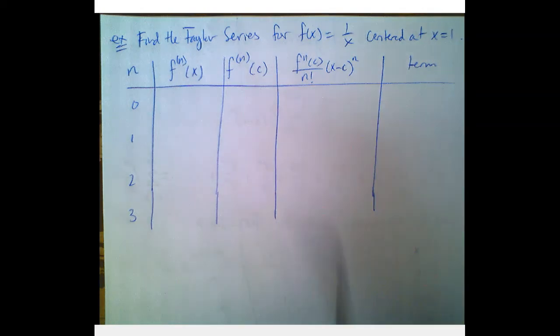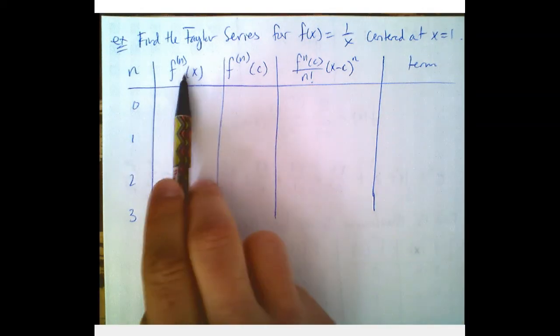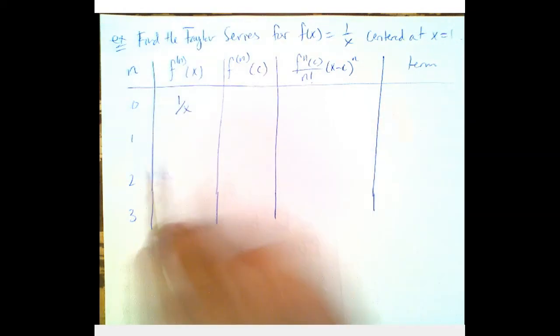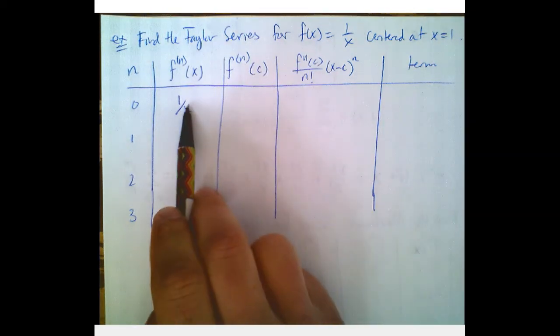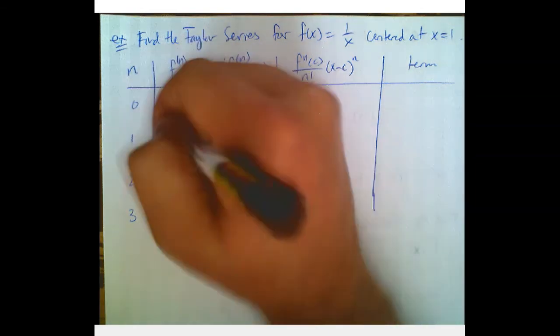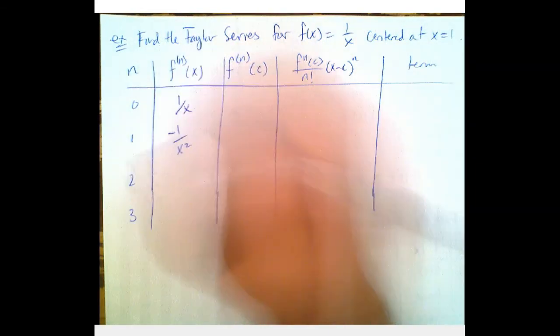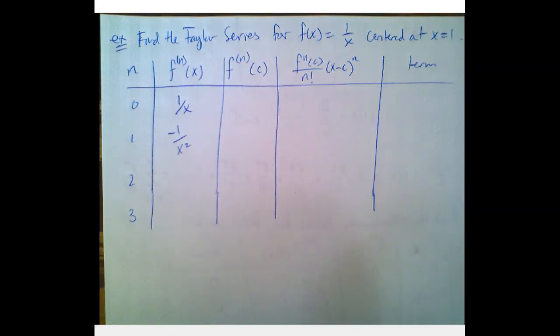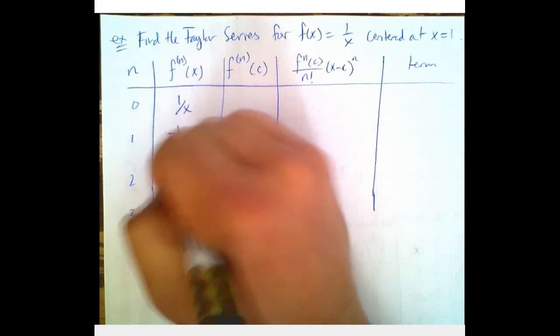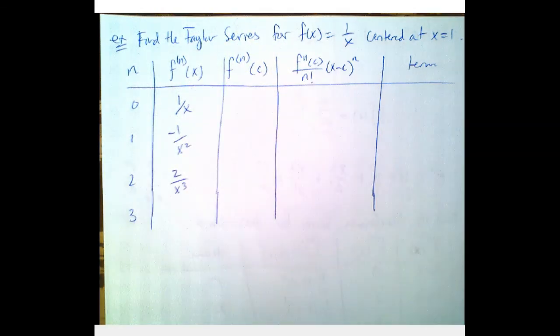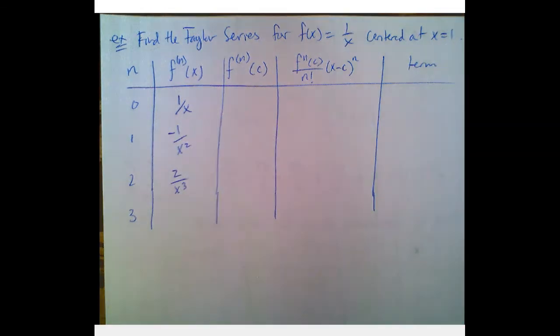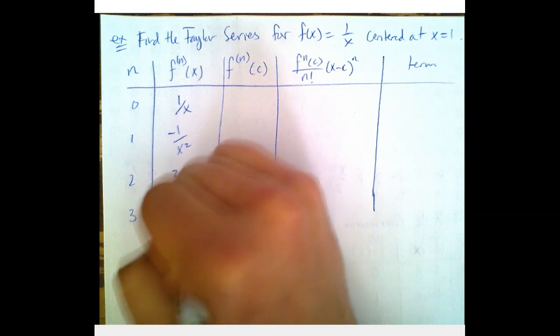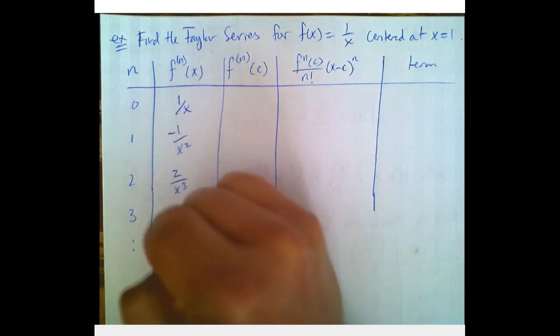Okay. Alright, so when n is 0, it's just the original, so 1 over x. What's the first derivative of 1 over x? Well, that's like x to the negative 1, so negative 1 over x squared. The derivative of that is positive 2 over x cubed. And the derivative of that is negative 6 over x to the fourth, and so forth.